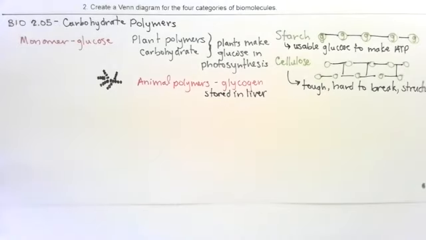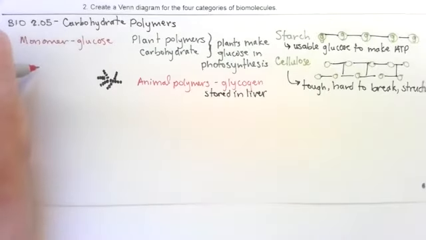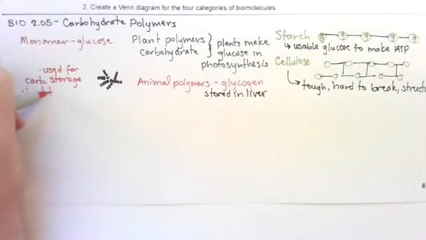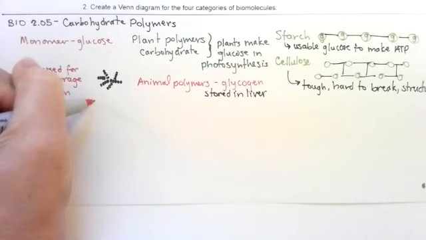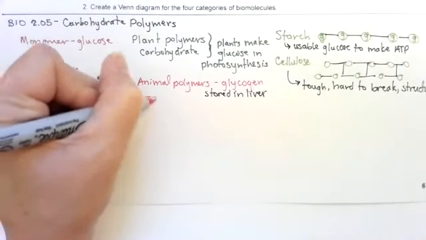What are we using our glucose for? The same thing. So it's stored in the liver. Glycogen is stored in the liver, and it's used for carbohydrate storage. And we're going to say short term. And our glucose is used for the same thing. Used to make ATP.